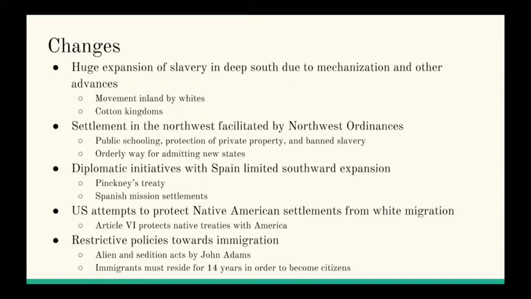Another change was U.S. attempts to protect Native American settlements from white migration. Article 6 in the U.S. Constitution decided to protect Native treaties with Americans. Despite this, Native treaties with Americans were not really respected. Lastly, another change was restrictive policies towards immigration due to the Alien and Sedition Acts by John Adams, which included a naturalization clause, which provided that immigrants must reside for 14 years in order to become citizens, which caused a decline in immigration to the United States by Europeans.